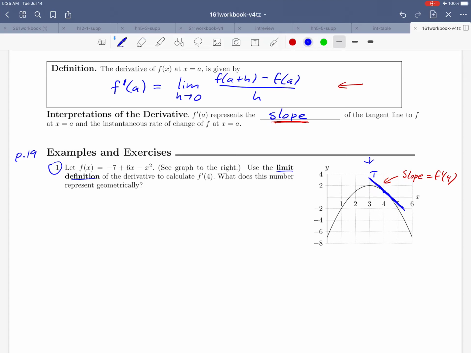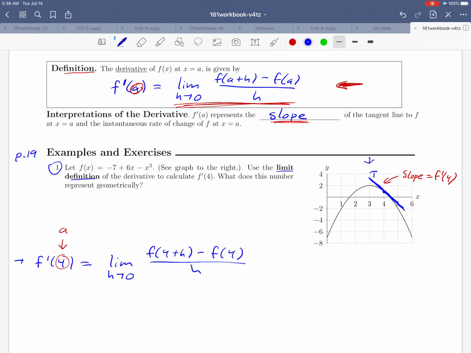So to calculate f prime of 4, again, we're going to go back to this formula that we have up here. The first thing to notice is that the number 4 that we have here is the value of a in our definition. If we look back up at the definition for a second, we want to go over here to the right in our definition and just fill in 4 for all of the a's. That's our starting point. So jumping back down here again, we're going to be taking the limit as h goes to 0 of f of 4 plus h minus f of 4 over h. That's what we need to calculate here.